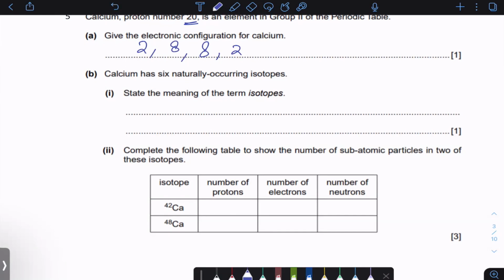Okay. Calcium has 6 naturally occurring isotopes. State the meaning of the term isotope. So what is an isotope? Go on, guys. An element with same proton with different neutrons. Excellent. Do we have to say element? Can we say atom? Yes. Yeah, we should say that.